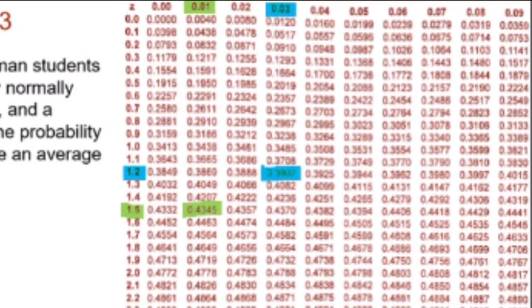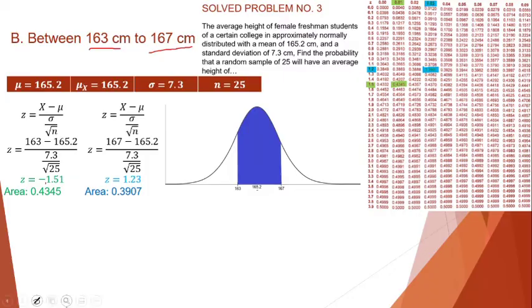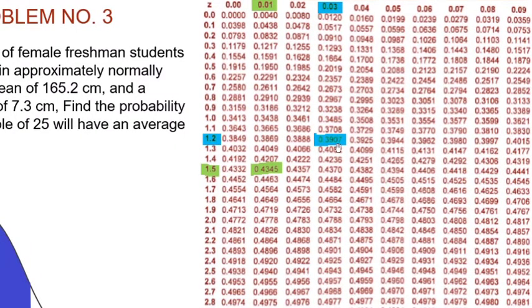Okay. Ngayon, i-zoom ko na siya sa aking editing. Ngayon, 1.5. So, hanapin nyo 1.5. Then, yung 0.01. Ngayon, ito yung area nyo. We have 0.4345. So, next, yung 1.2. That's just the ones and the tens value. And then, find its hundredths value such as 3. So, we have 0.3907. Okay. Ayan. Teka, tingnan natin. Ito yung approximate area sa pang hindi nakakakita.